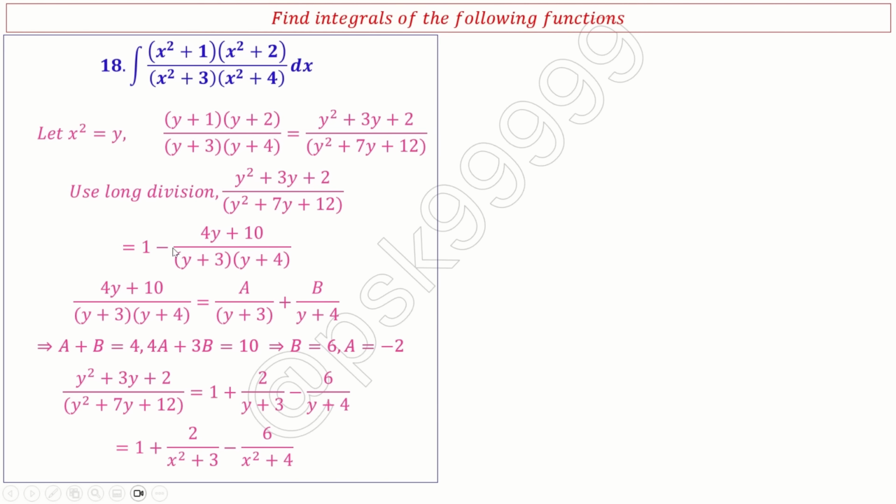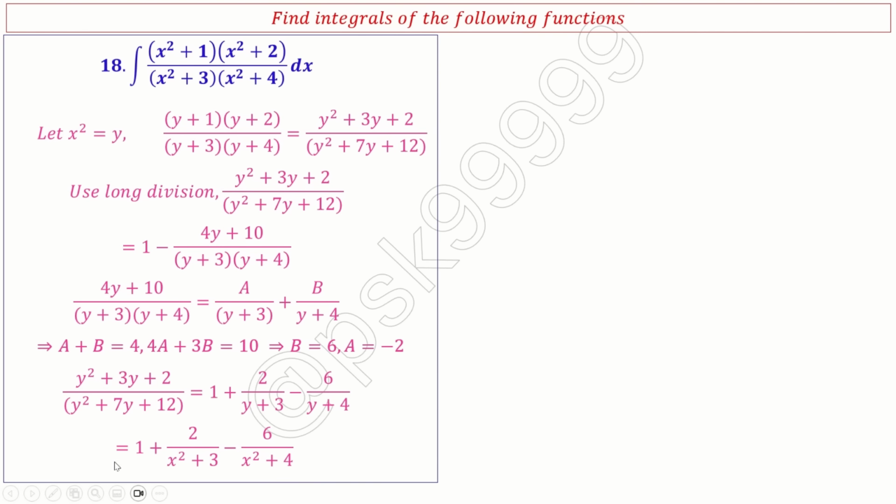So 1 minus this value into partial fractions, that is here. I am just calling this a by y plus 3 plus b by y plus 4. So I get my a and b, and my partial fraction is here. So my whole integration is nothing but 1 plus 2 by x square plus 3 minus 6 by x square plus 4. I replaced y with x square again.